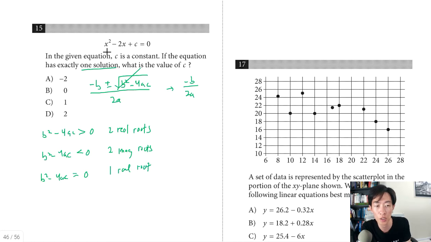So that's the situation that we're looking at here, because they're saying that the equation has exactly one solution. So how do we figure that out? We basically set b squared minus 4ac equal to 0. So let's plug it in. B squared is 4, minus 4 times a, which is 1, times c, we'll leave it as c, equals 0. So this becomes 4 minus 4c equals 0. Add 4c to both sides, we get 4 equals 4c. Divide by 4 on both sides, c equals 1. And notice we got the same answer as we did before.